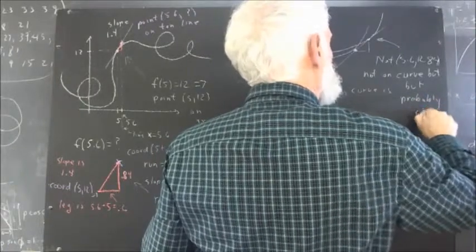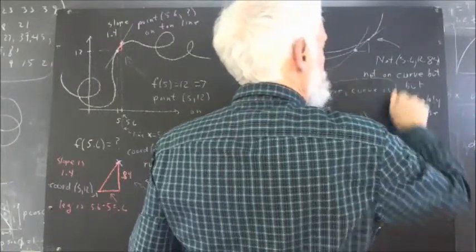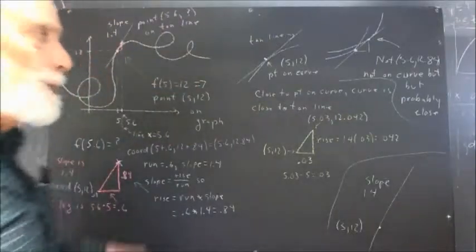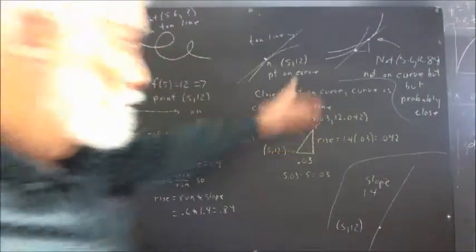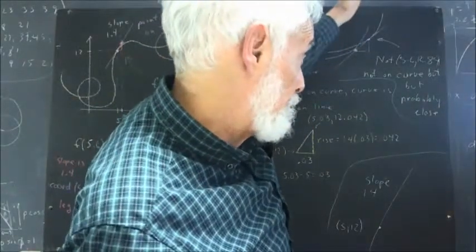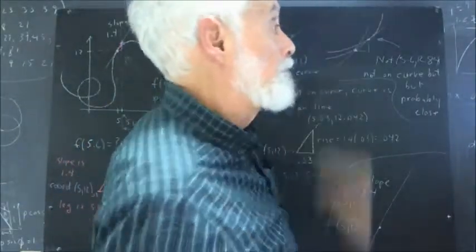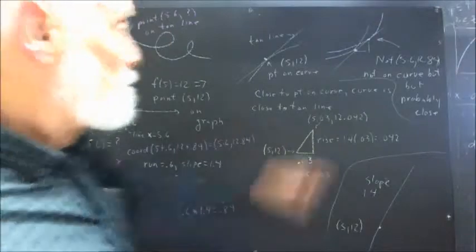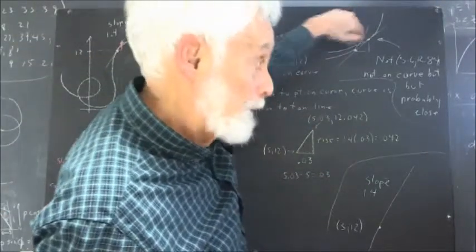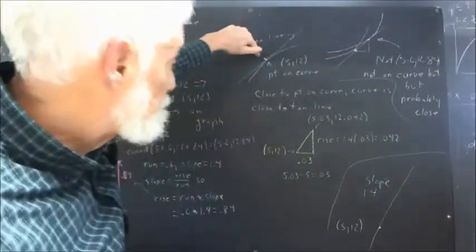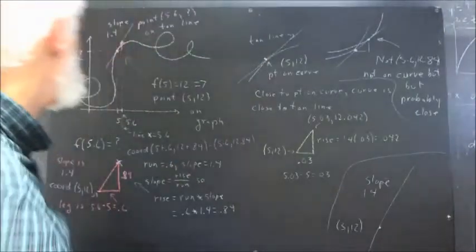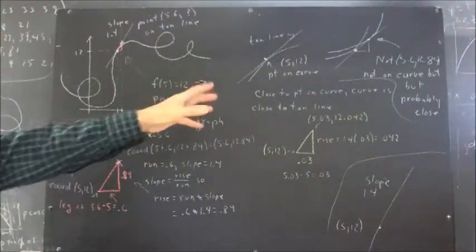But probably close, depending on how big the second derivative of this function is. The second derivative tells you how fast this thing curves, which is going to tend to tell you how fast it curves away from the tangent line. Okay? But this is not the point where the curve is tangent. This is the point where the curve is tangent. Okay? So we want to be clear about that.